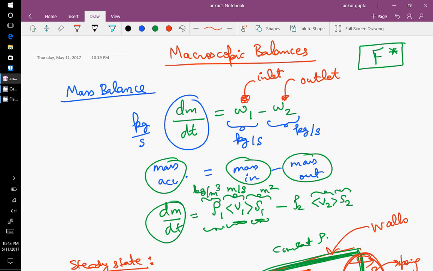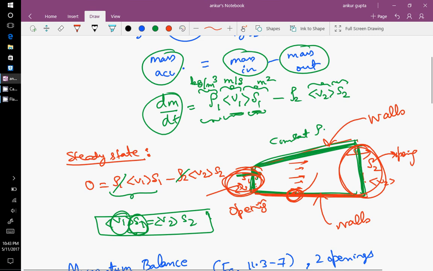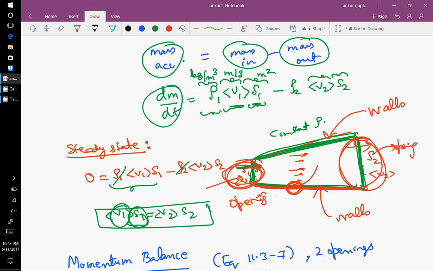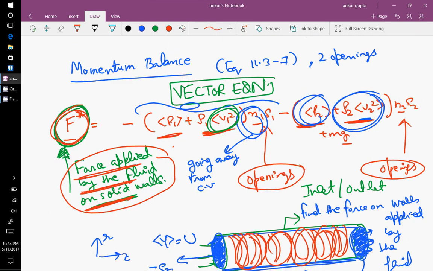And for steady state, mass in is equal to mass out, or rho 1 v1 s1 is equal to rho 2 v2 s2. For constant rho, v1 s1 becomes equal to v2 s2, or that velocity times the cross-sectional area is the same in the entire system. Then we went into momentum balance, where we discussed F star, which is the force applied by the fluid on solid walls, and it is dependent on the pressure and velocity profiles only on the openings. So without knowing any details about the flow inside the system, we can calculate F star.